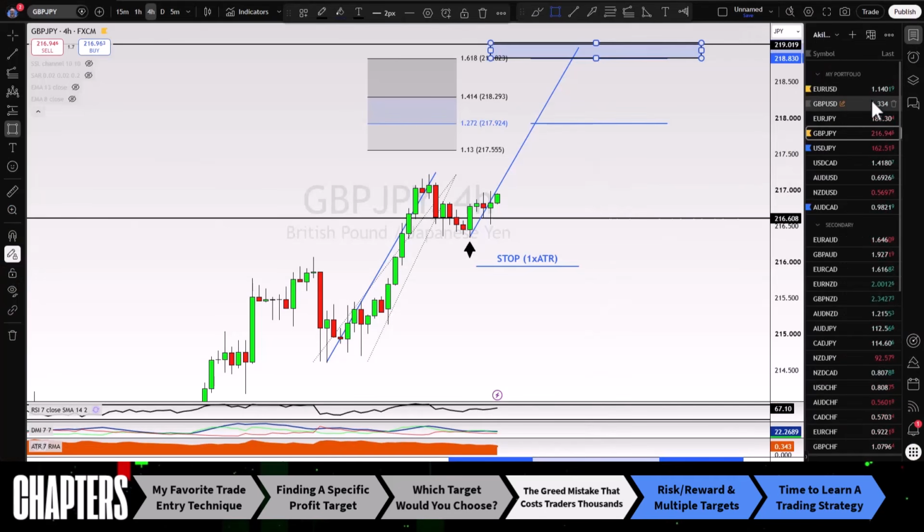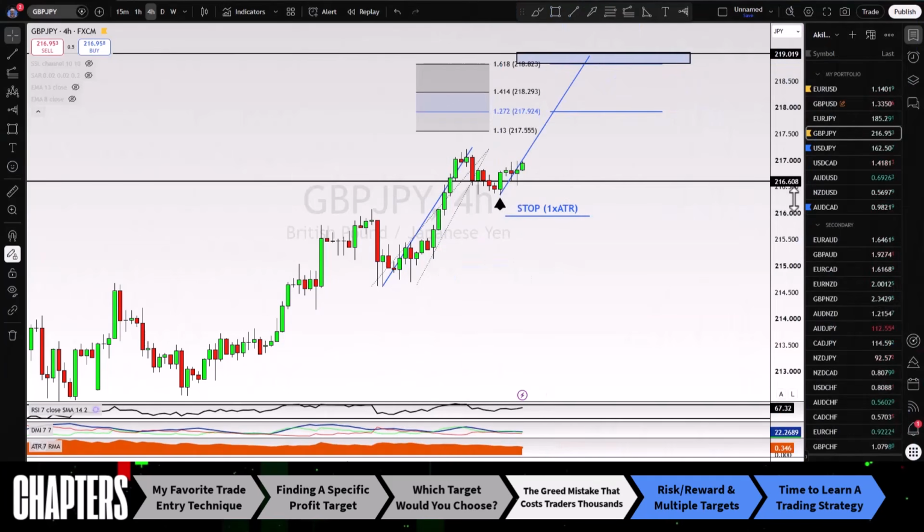Where would you place targets at? The 1618 Fibonacci extension, the AB equals CD pattern, or the 219 even handle? What made you choose the 1618, Steve? Steve says because it's below the even handle number in the first ring. So it would be the less risky of the options. Would that be correct? Yeah.